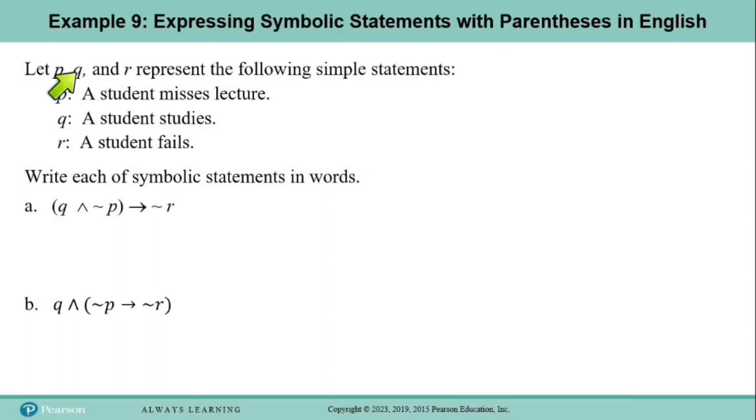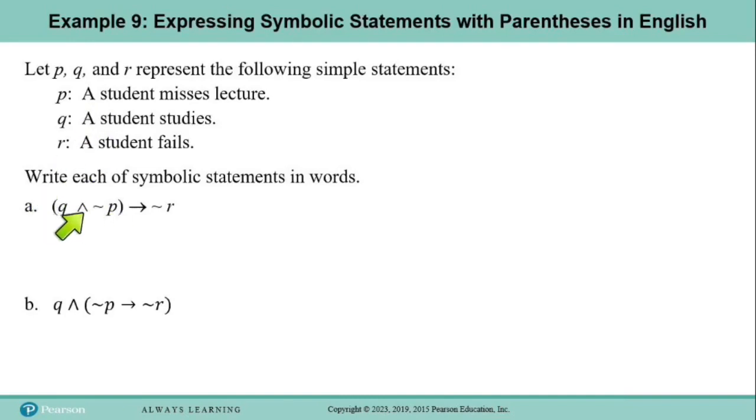Okay, so here's example 9, and it says, let P, Q, and R represent the following simple statements. Statement P, a student misses a lecture. Statement Q, a student studies. Statement R, a student fails. And then it says, write each symbolic statement in words. So we will need to make sure and put a comma in the correct place in our English statement to indicate where the grouping is in the symbolic statement. So let's take a look here.